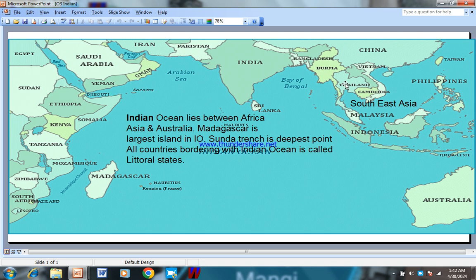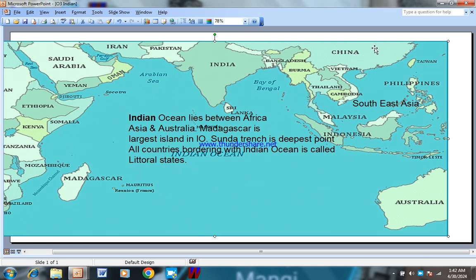This is Thailand. This is Malaysia. This is Indonesia. This is the Philippines. This is Taiwan, and this is China, and above is Russia. Now let us move to, this is Australia.